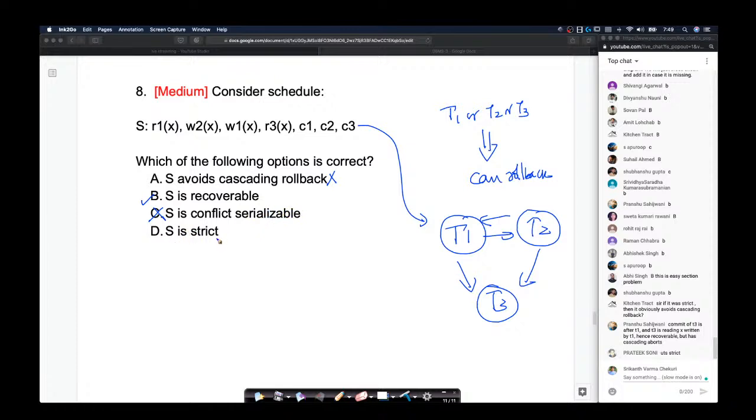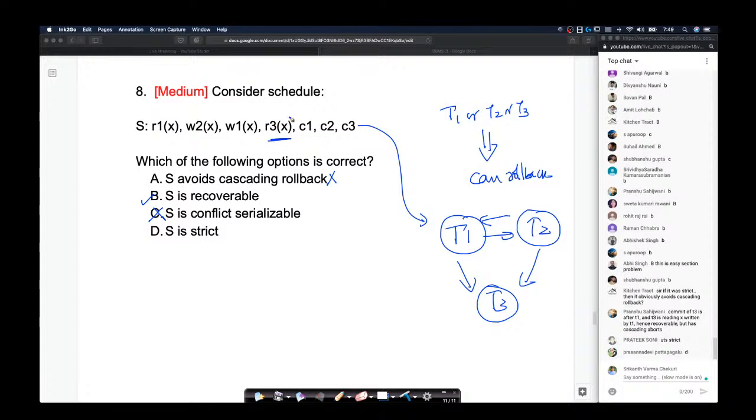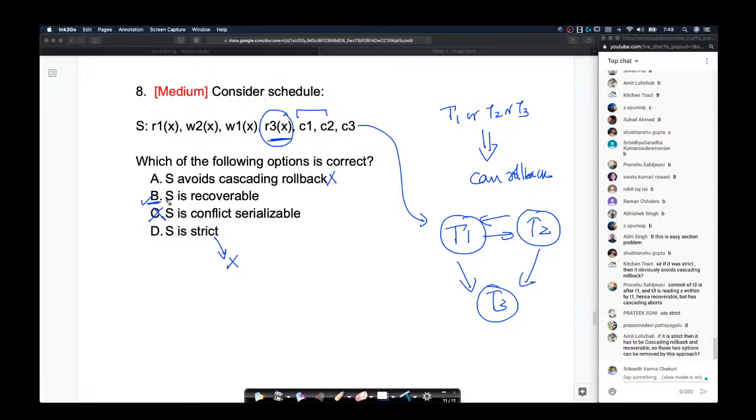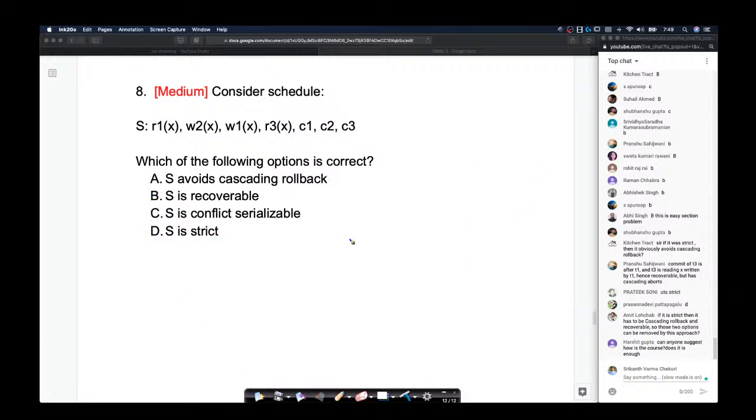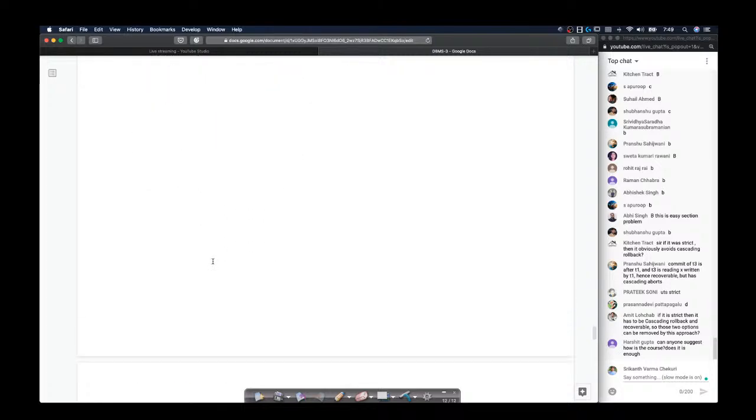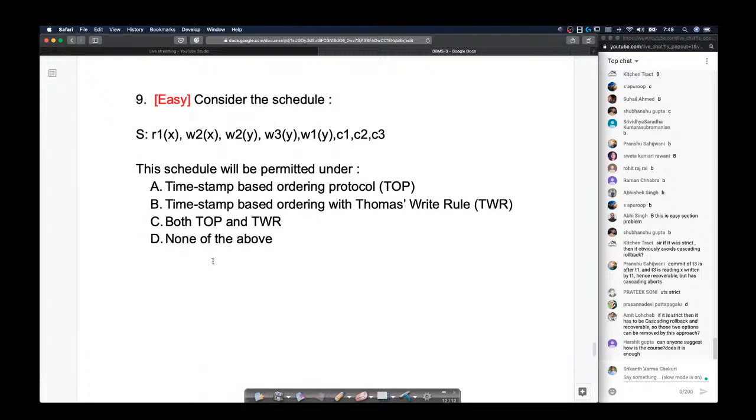So what about strict serializability? Remember, T3 is reading the data before T1 and T2 are committing, which means obviously this is not strict serializable, right? So obviously B is the right answer, which most of you got right. Straightforward question there. So it's recoverable, it doesn't avoid cascading rollback, it is not conflict serializable, it is not strict. Cool. Let's go to the ninth question.